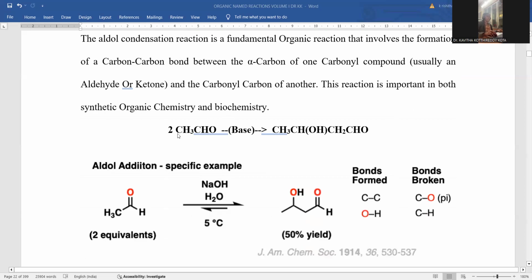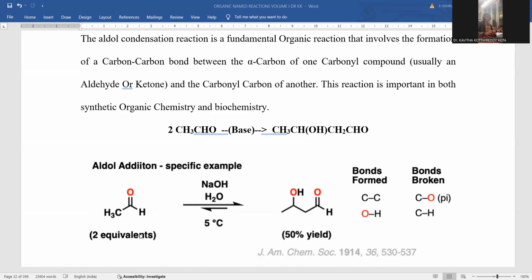Let me introduce the reaction. 2 moles of acetaldehyde, if treated under base catalyzed conditions, give a beta hydroxyaldehyde as the final product, 3-hydroxybutanaldehyde, if you are taking acetaldehyde as a starting material.